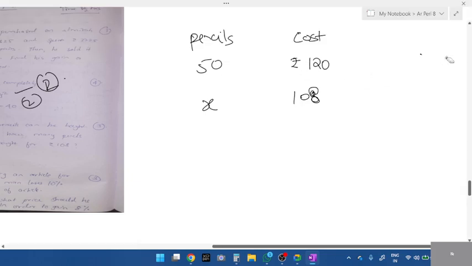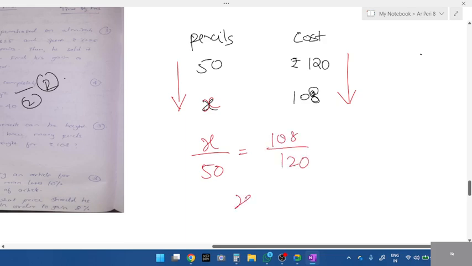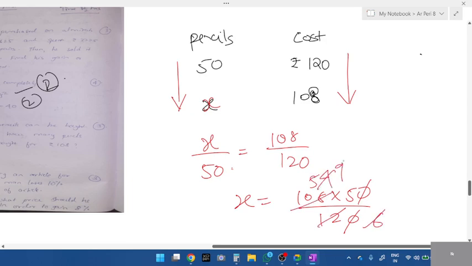Direct variation. Erase all this. X is present on the left hand side, at the bottom, so the arrow should be downwards. If it is direct variation, both arrows are in the same direction. How do I solve this, students? X divided by 50 is equal to 108 divided by 120. If you want to find x, what happens to 50? It gets multiplied. Very good. Let me solve. 2 6s are 12, 4... 1s are 9, 9 5s are. What's the answer you got? 45. Correct. So you'll get 3 marks.